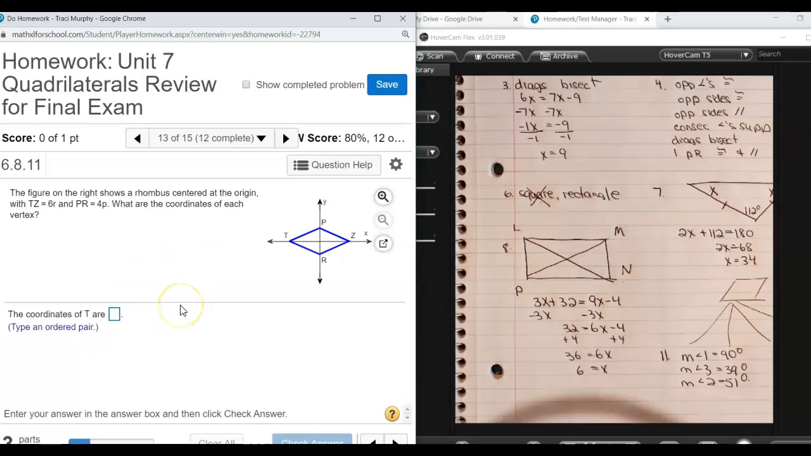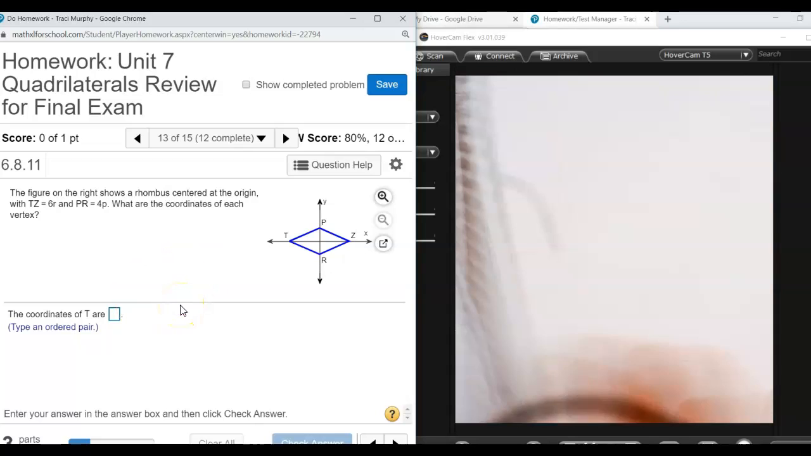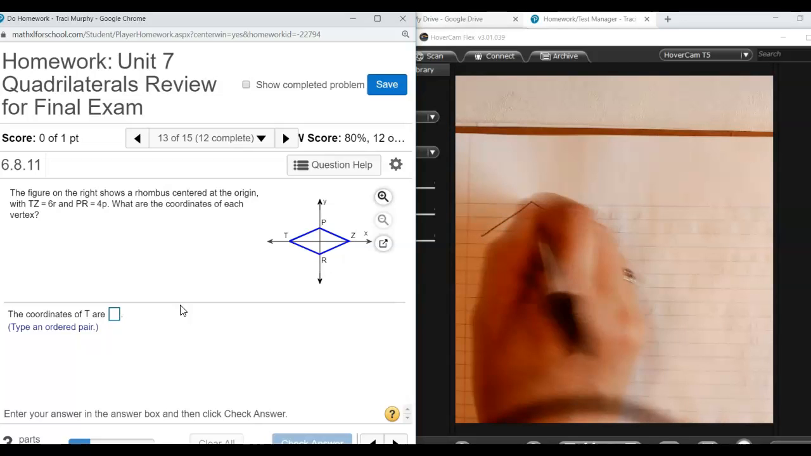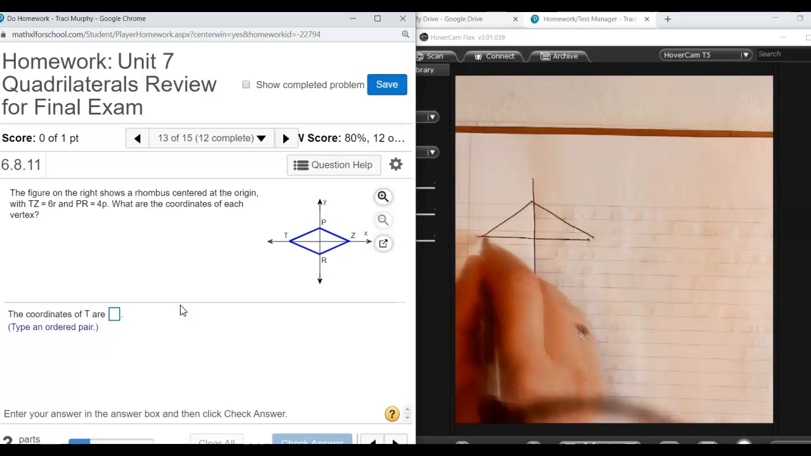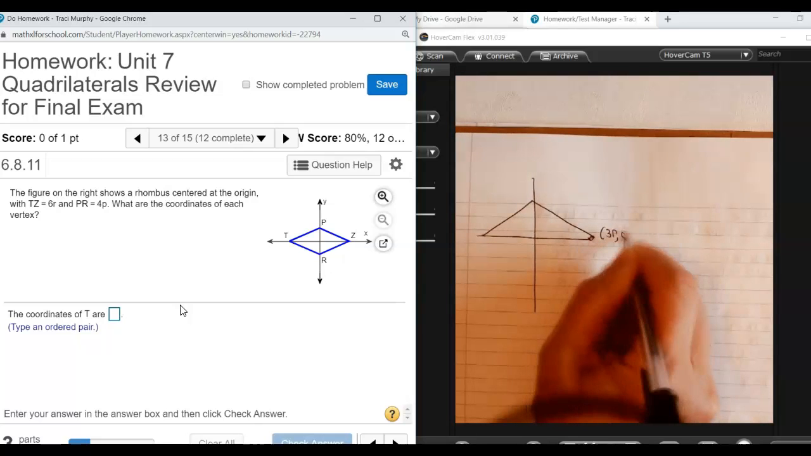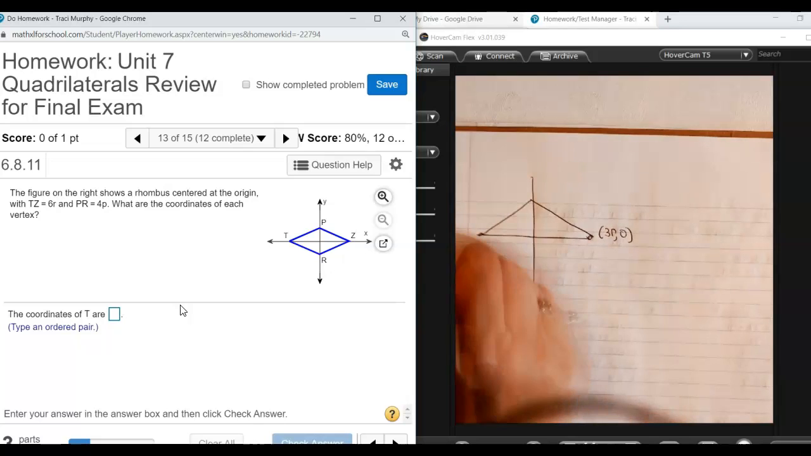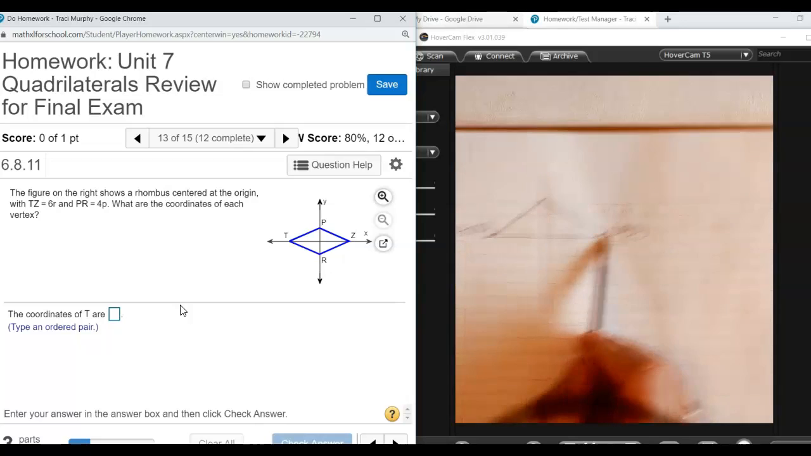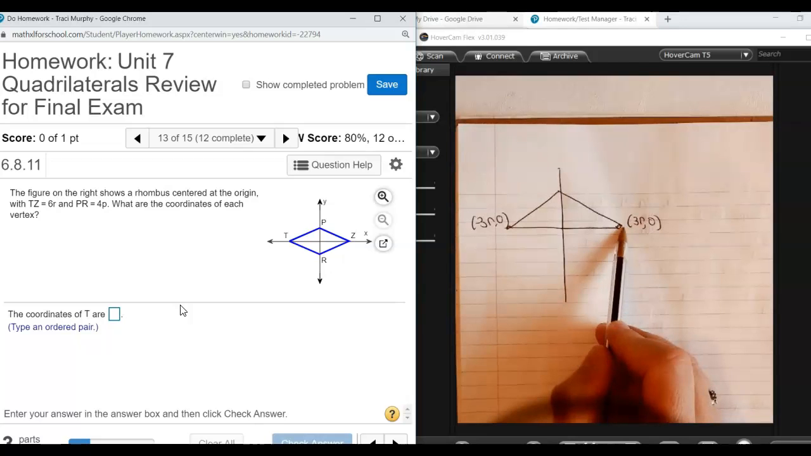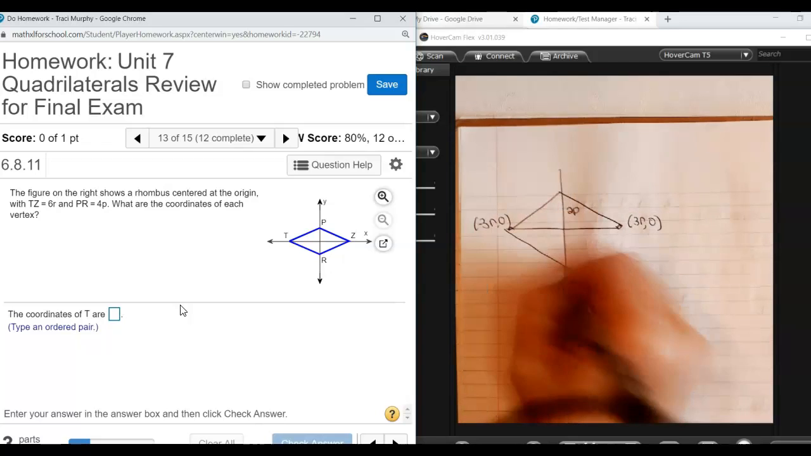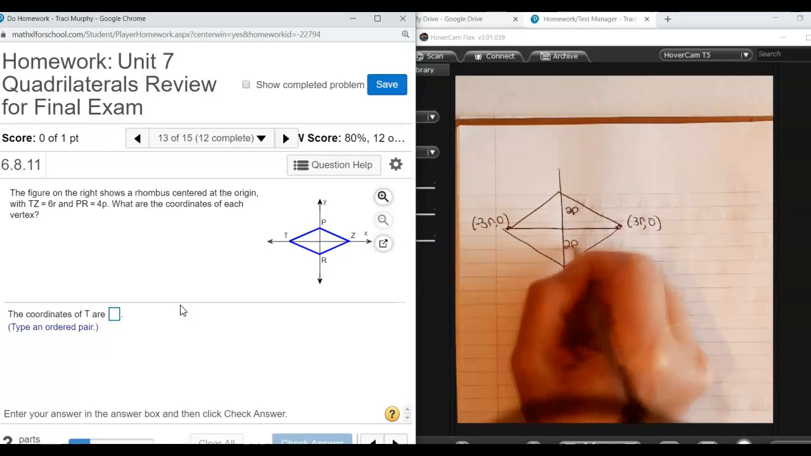All right, the next one. We have been given the length from T to Z is equal to 6R. So again, here to here is 6R, which means here to here would be 3R, 0, and this distance would be a negative 3R, 0, to equate with the whole distance of 6R. Then up and down, I've been given here to here is 4P. That means this is 2P units up, and this is 2P units down.